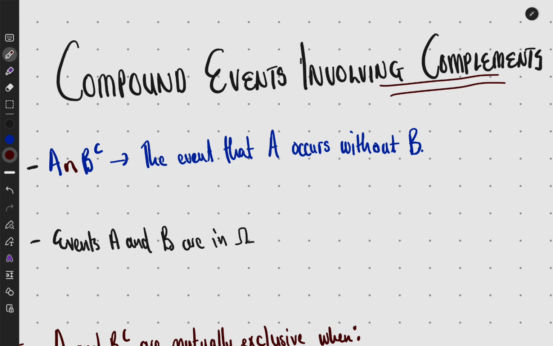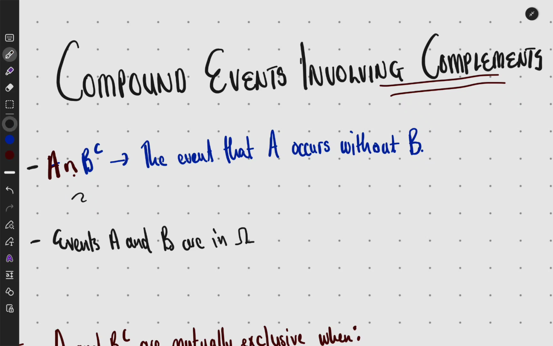Now, what does it mean to say you have A intersection B complement? A is an event and B is an event, and they are in the sample space. When we say we want A intersection B complement, we want a special event, which are the things that are in A but not in B. So it's like the event that A occurs without B. That is what we are looking for.